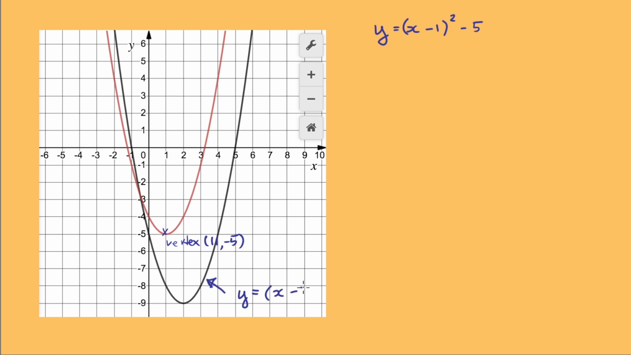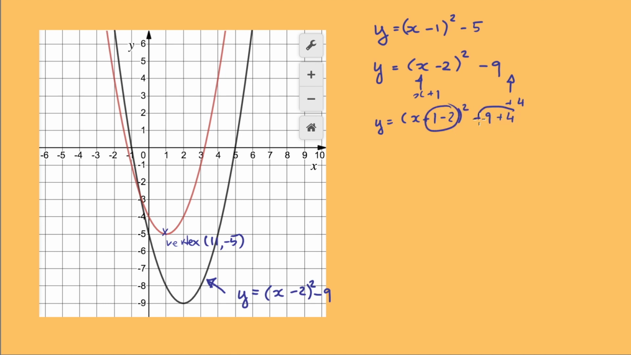The equation of the black parabola in vertex form is y = (x - 2)² - 9. The numbers in the equation tell us that the vertex has been shifted 2 units to the right and 9 units down compared to the basic parabola y = x². In order to shift this parabola 1 unit to the left, I need to change the x in the equation to x + 1, and in order to shift it 4 units up, I need to add another 4 at the end. Although this is a correct equation of the red parabola, we should really tidy this up a little, and we get the same equation as before.